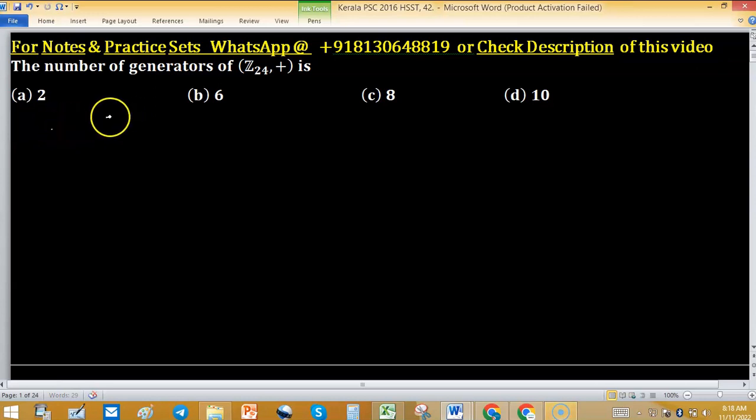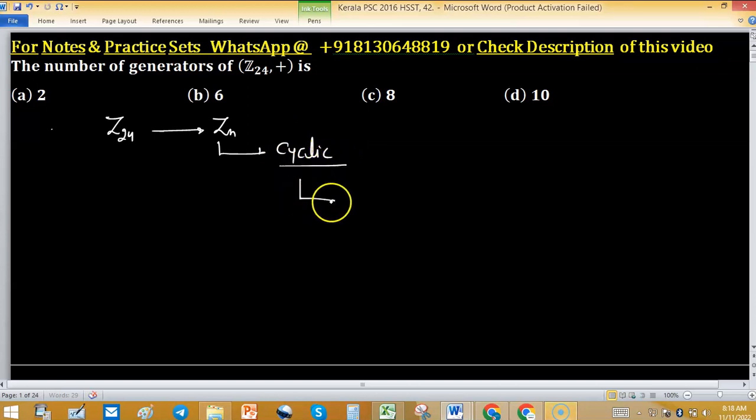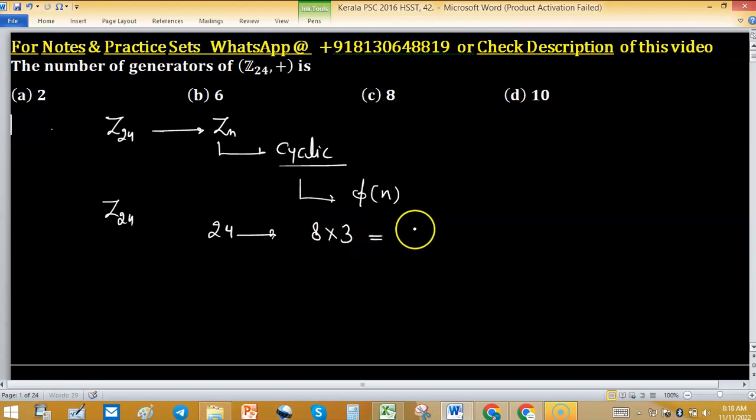The number of generators of Z24. Usually we know that Zn is a cyclic group, and if we want to find the number of generators of a cyclic group, you can apply the Euler phi function over n. This is Z24. If we do prime factorization of 24, what do we have? We have 8 into 3, and this can be written as 2 raised to the power 3 into 3.